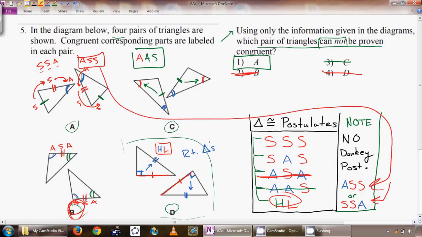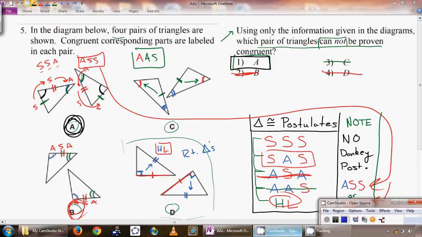If you're going to have 2 S's, that angle has to be included between the sides. That angle would have to be here, and it would have to be here, but that's not what we have. So number 1, the pair of triangles from set A, those are the ones you can't prove are congruent based on the diagrams and the givens.